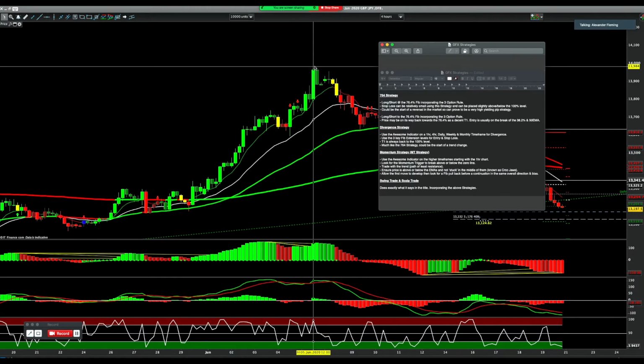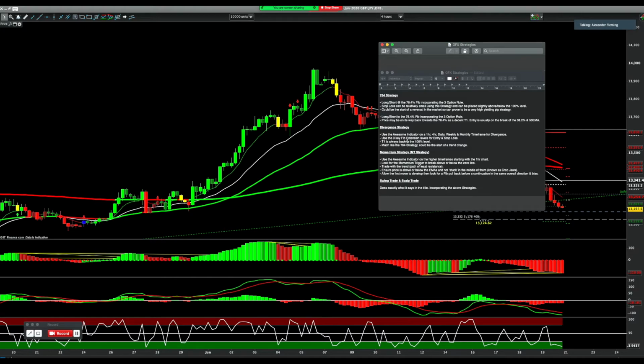this is how you do it. You use a number of confluences. So T1 is always back to the 100% level. That is pretty much the previous structure. So T1 is always back to the 100%.